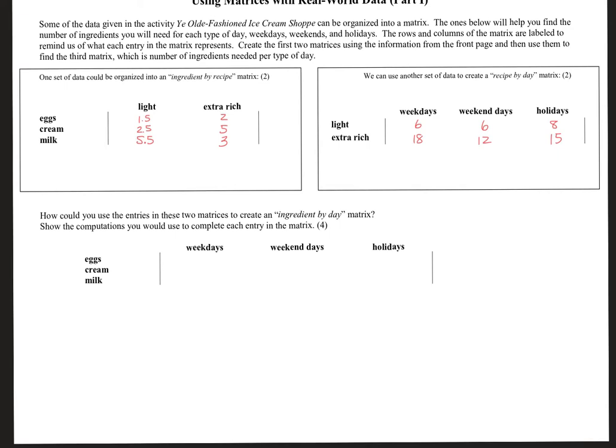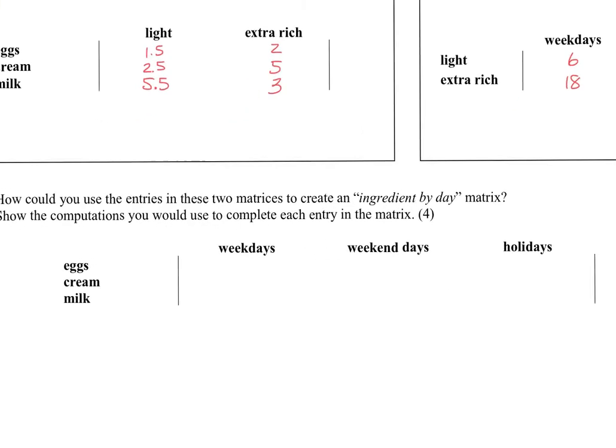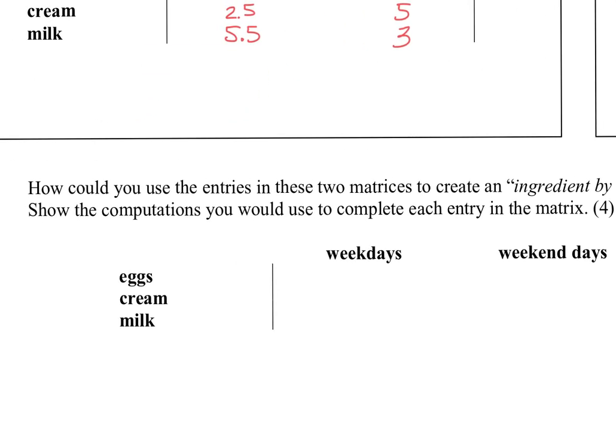Now, onto the first hard part of this problem, which was, how do we figure out how many ingredients we need on a weekday, a weekend, and a holiday? Like, how many eggs do we need on a weekday? I'm going to highlight this spot right here. There are going to be 3 of them, because there are 3 labels, eggs, cream, and milk, and this is all on the weekday.